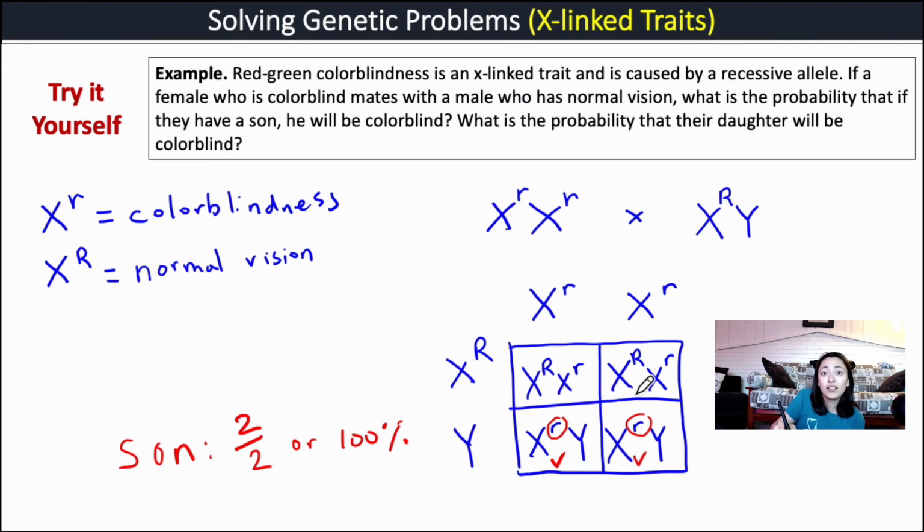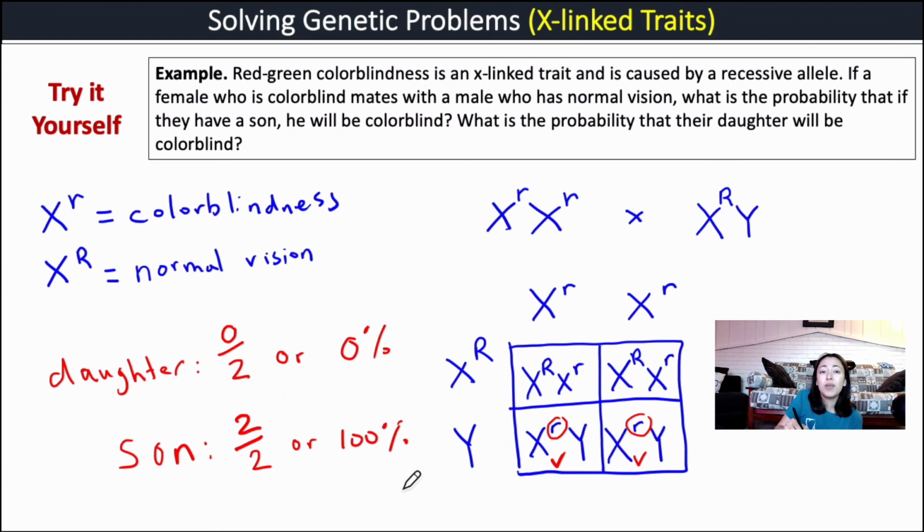Whereas for the daughter, let's put the daughter here. This is representing the allele combinations in the daughter on the top here. Well, in order for the daughter to be colorblind, because colorblindness is due to a recessive allele, she would have to have 2 little r's, okay? And there's no possibility for that. So there's no chance, 0 out of 2, that their daughter would be colorblind. So 0% chance. So if these two parents mated with each other, then if they had a daughter, there's a 0% chance she'd be colorblind.